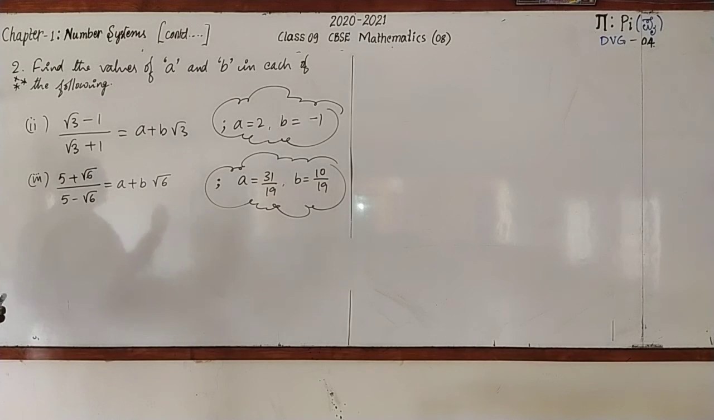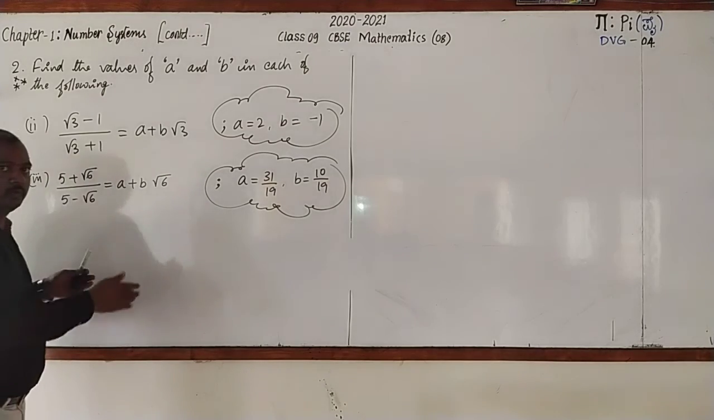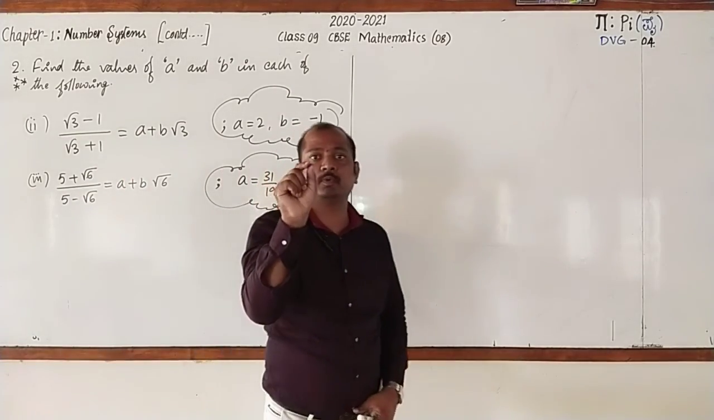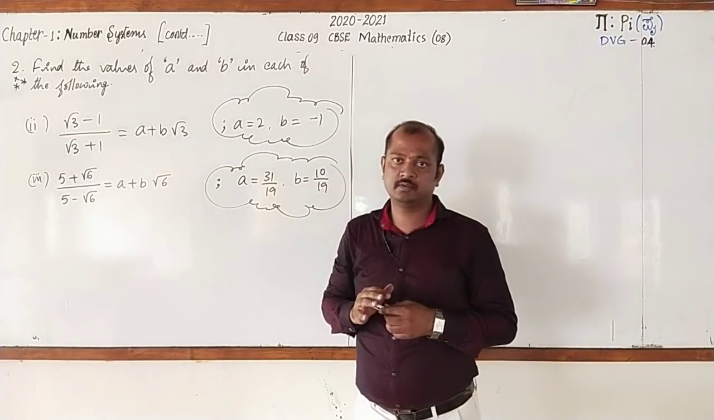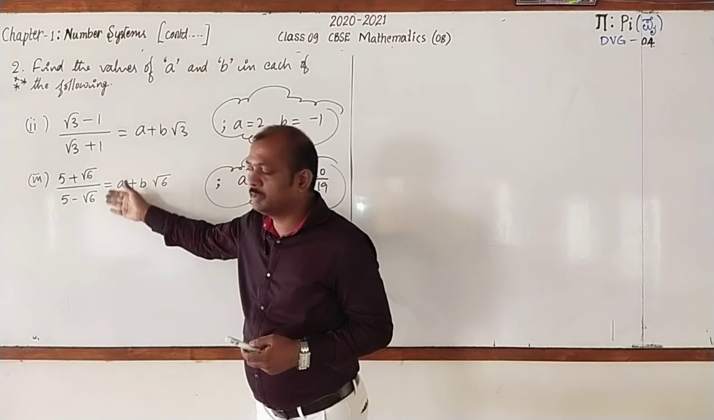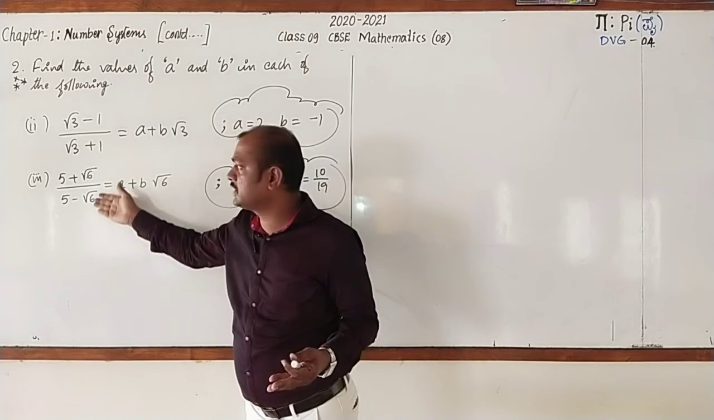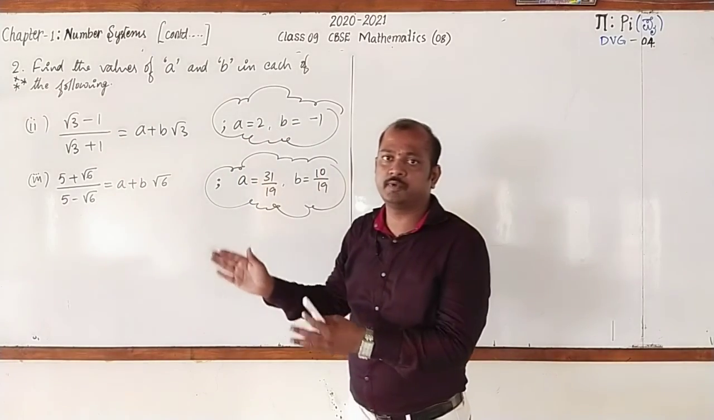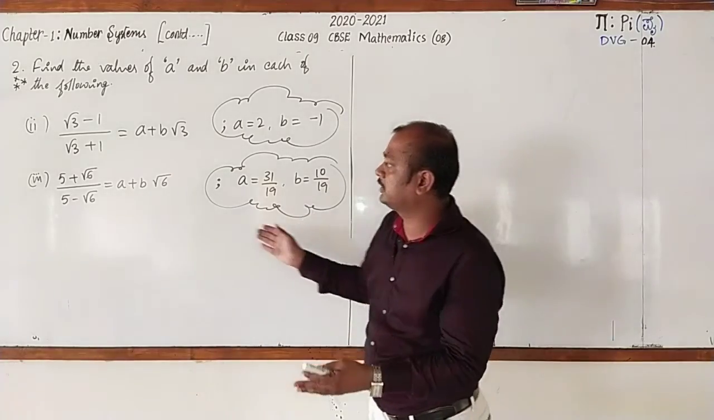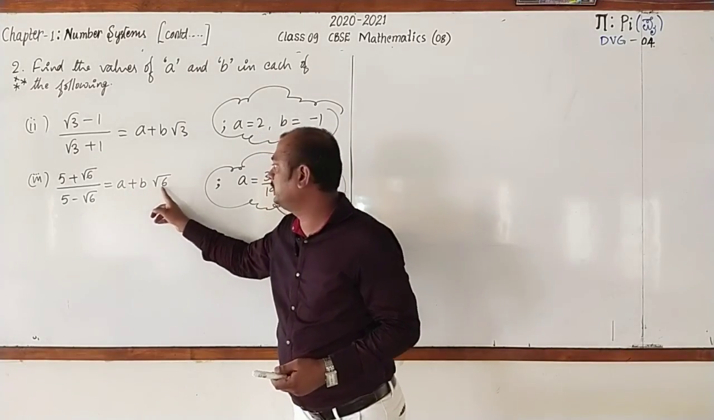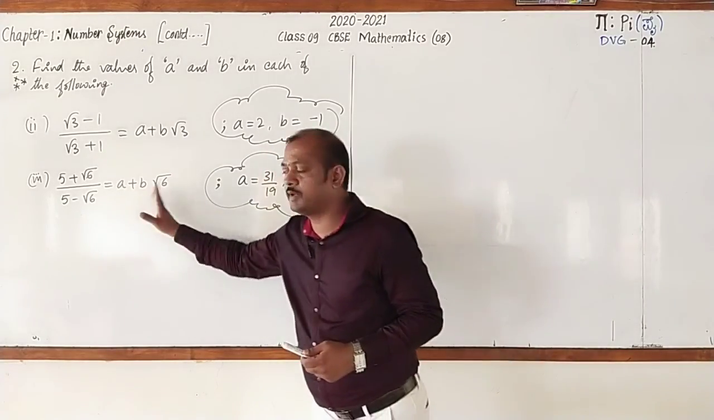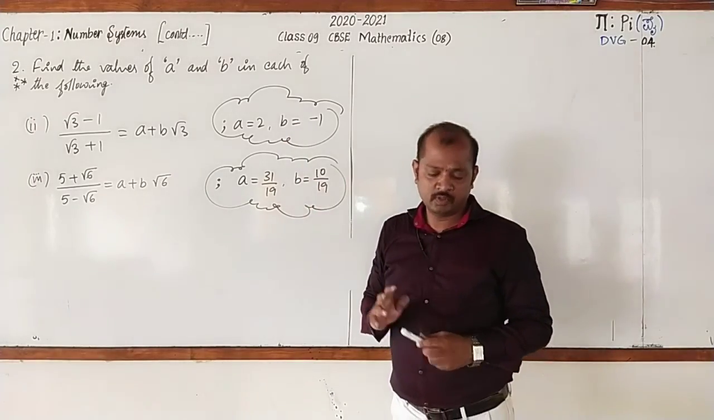And the equal sign is very important. And in each line, there must be only one equal sign. And the method of solving is very simple. Rationalize the denominator. At last, whatever the final answer you get, compare that with a plus b into root 6 and find the values of a and b.